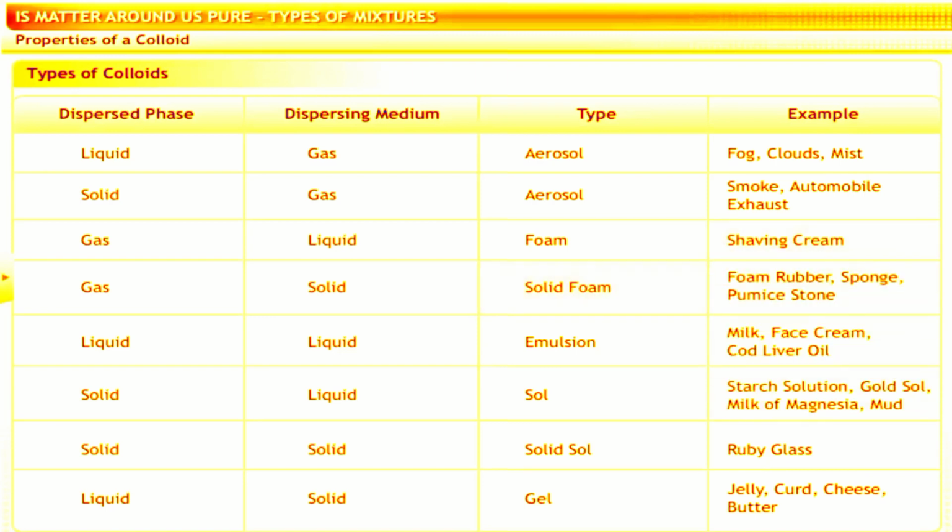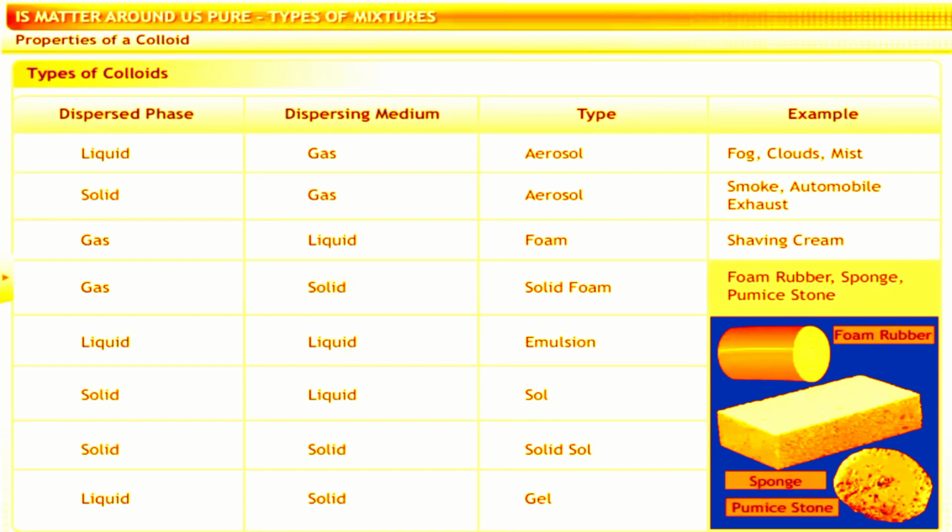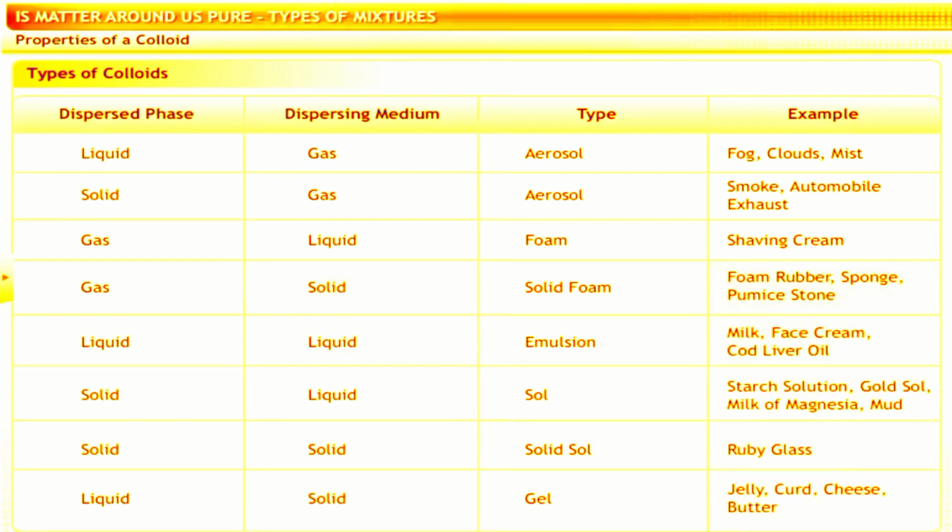Solid foam is a colloid in which a gas is the dispersed phase and a solid is the dispersing medium. Foam rubber, sponge, and pumice stone are examples of solid foam. In foam rubber, the dispersed phase is air and the dispersing medium is rubber.